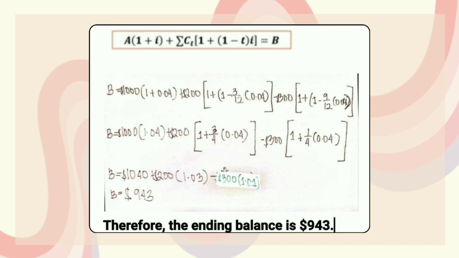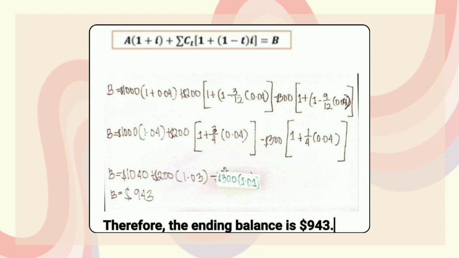So, here's the solution for example problem solving number 1. Given: A, the beginning of the year, is $1,000. C is $200, which is a deposit. W is the withdrawal, $300. And I is 4%, or 0.04 in decimal. The formula we used is the first one, and this is our solution for B.